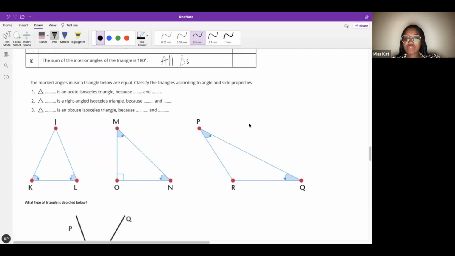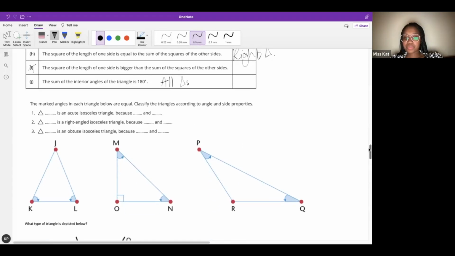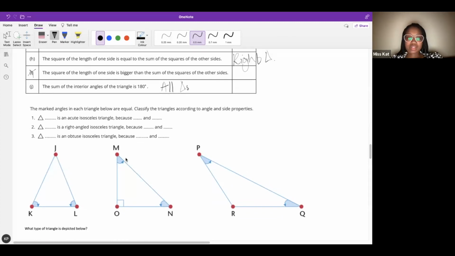Thank you, Brianni. Brianni has done the first one for us. So those are two reasons, guys. You'll say it's an isosceles triangle because 1, 2, 3, and it's an acute isosceles triangle because 1, 2, 3. Okay, so we have our first answer. Number one, which is JKL, is an acute isosceles triangle because it has two equal angles.